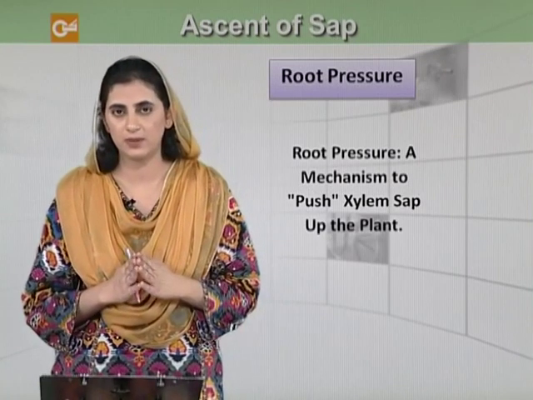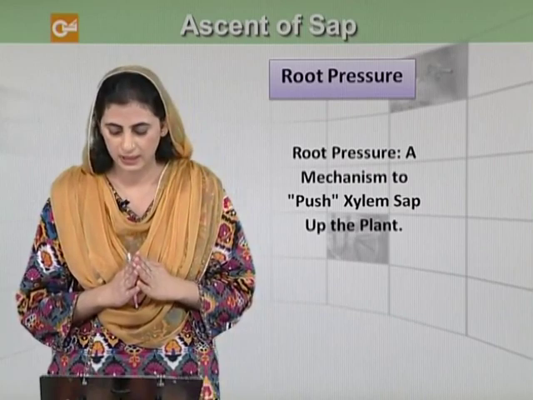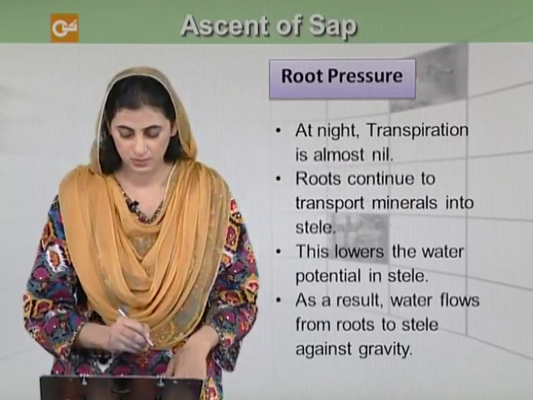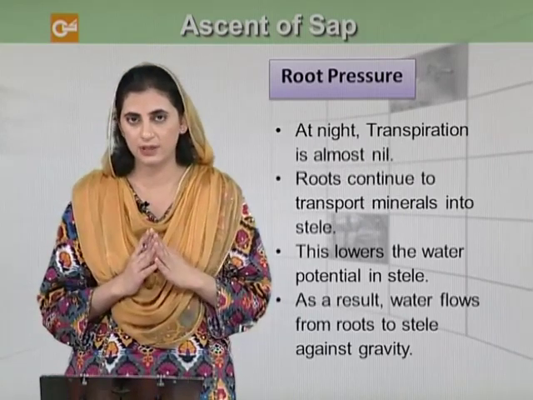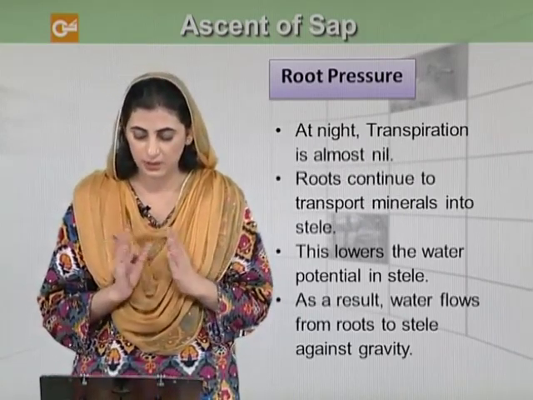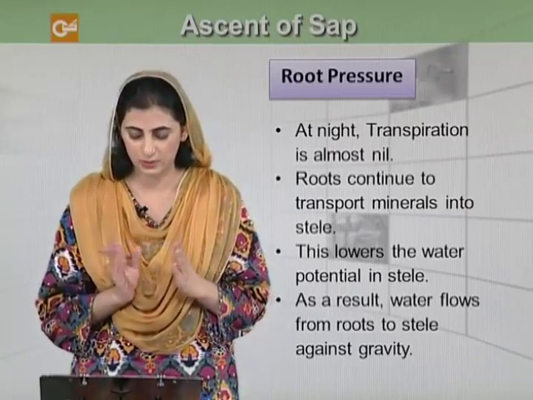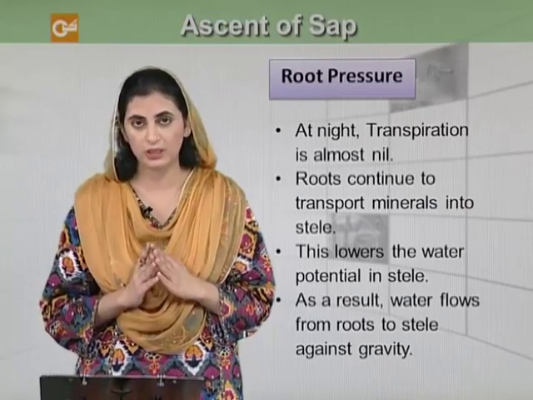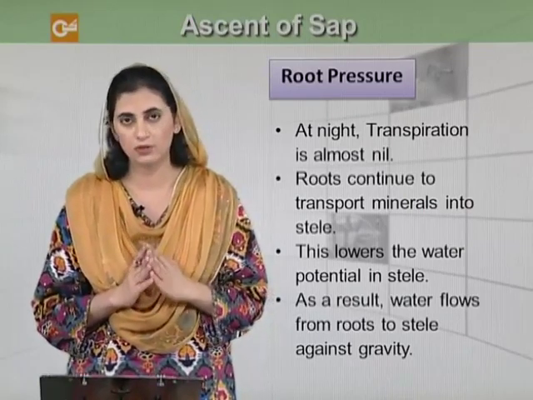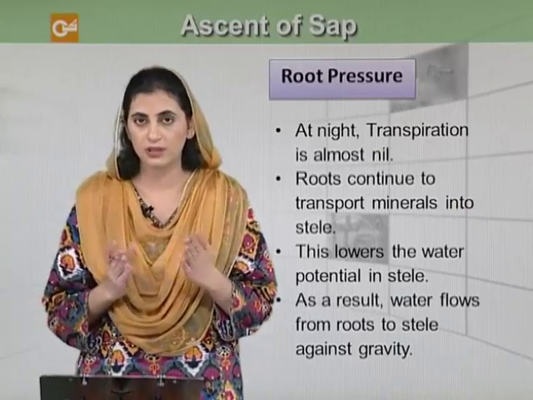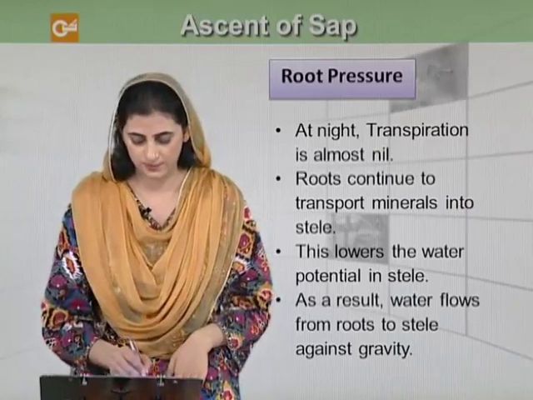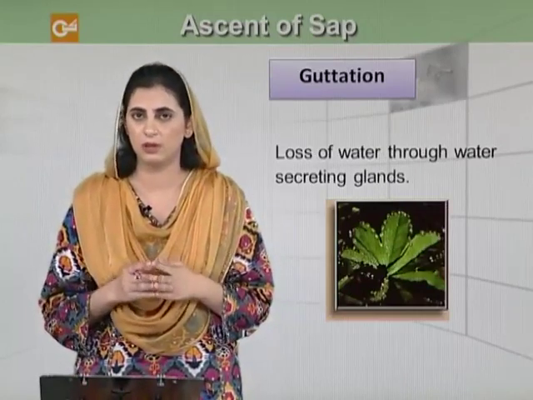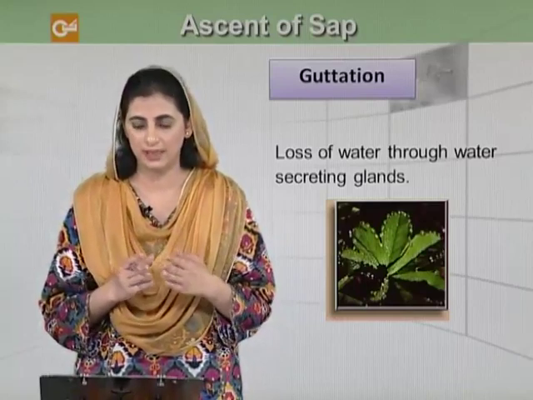The other theory to explain ascent of sap is the root pressure theory, and it is actually a mechanism to push xylem sap up the plant. We know that at night transpiration is almost nil, but the roots continue to transport minerals into the stele, which is xylem and phloem, and this lowers the water potential in the stele, and as a result water flows from the roots to the stele. This creates the root pressure, which is also an important phenomenon, but it is not enough to cause all this movement through the xylem.